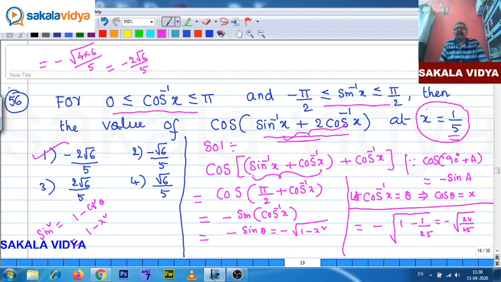So sin theta means root of 1 minus x square. Now put x equal to 1 by 5: minus root of 1 minus (1 by 5) whole square, which is 1 by 25, that is root 24 by 25. 24 I have written as 4 into 6, square root of 4 is 2, root 6, and square root of 25 is 5. So minus 2 root 6 by 5. The first option is the right option.